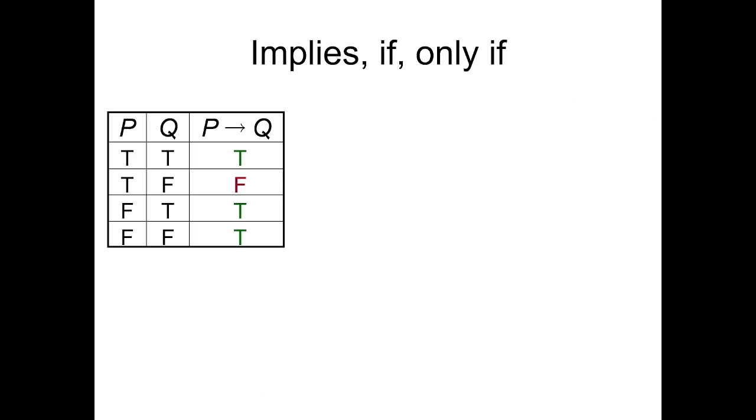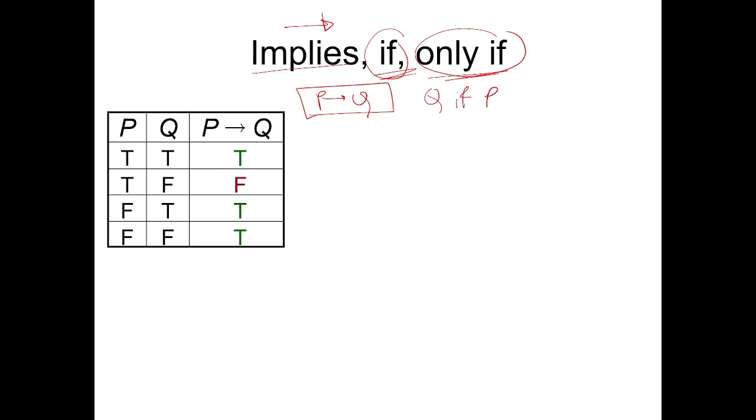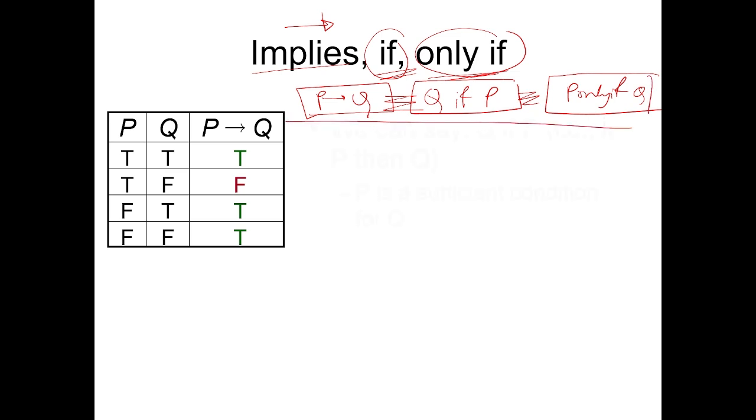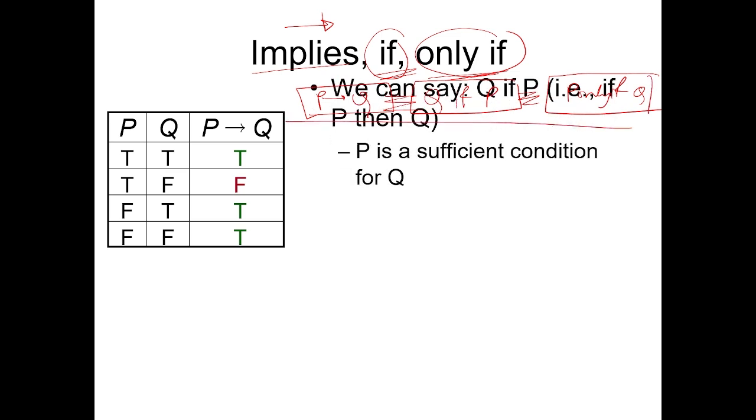Implies, if, only if. We know what implies is. Now we're going to learn two new keywords, if and only if. So P implies Q, right? Saying this and saying Q if P is logically equivalent, and P only if Q. These three are logically the same. Let's see.